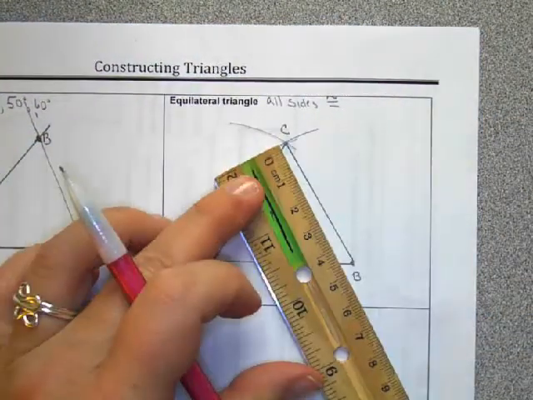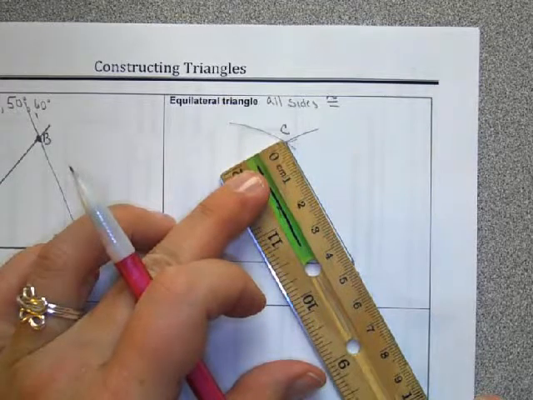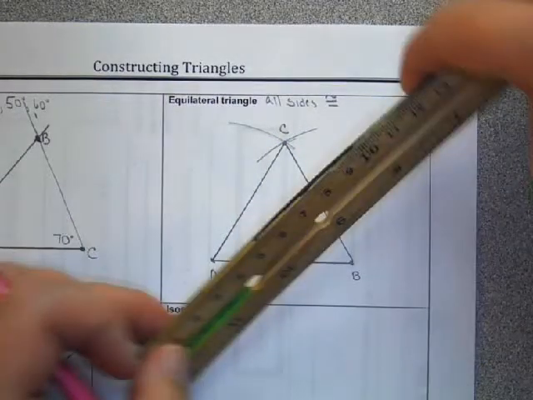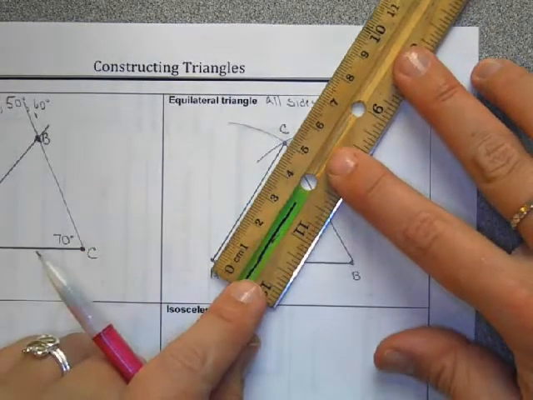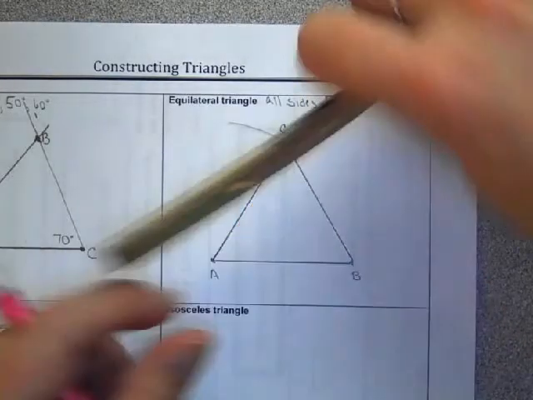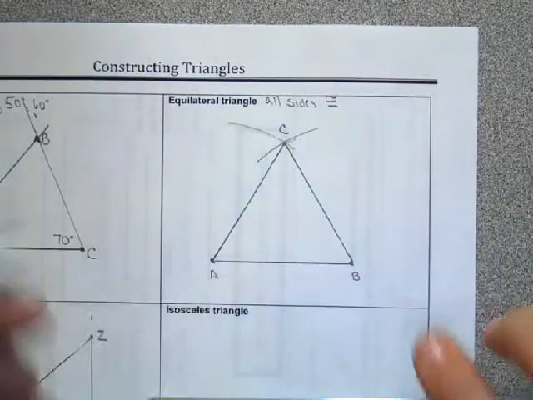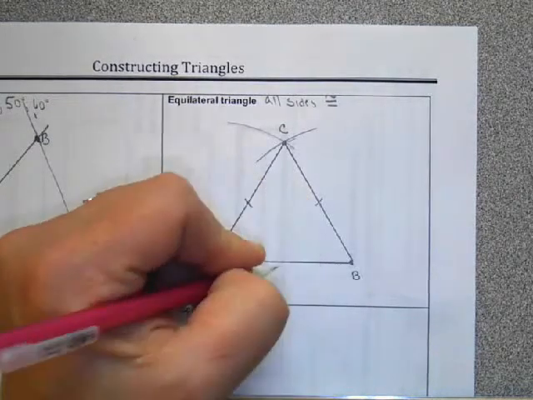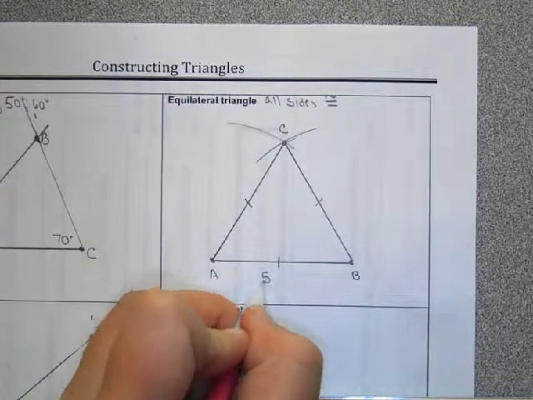5 centimeters. 5 centimeters. So equilateral triangle, all sides congruent. And again, you could have picked to do 6 centimeters, 4 centimeters, anything that would fit on the page.